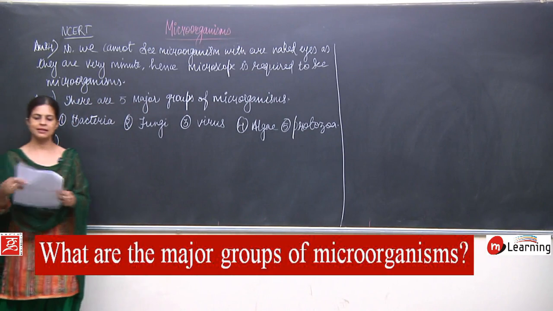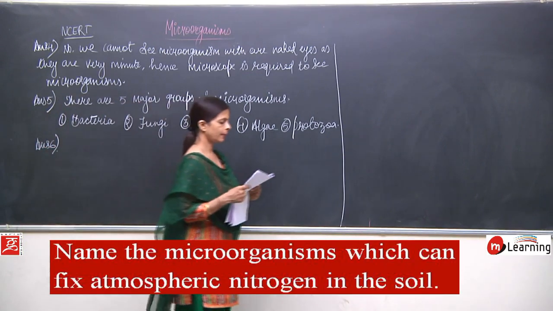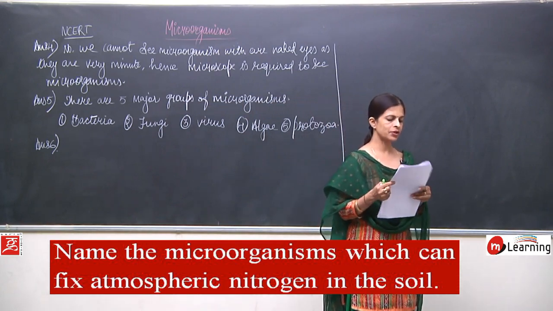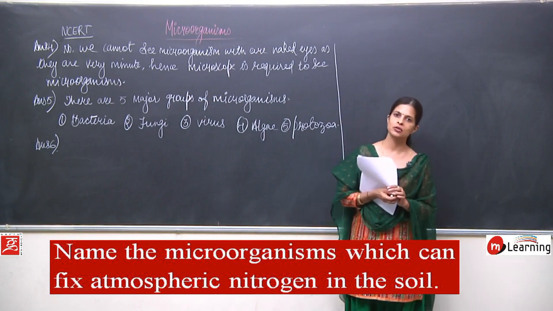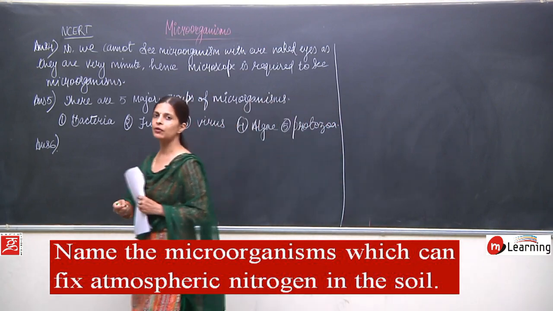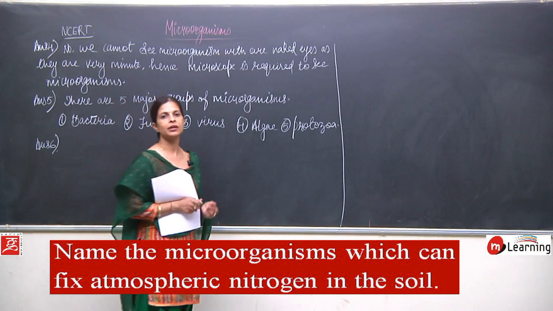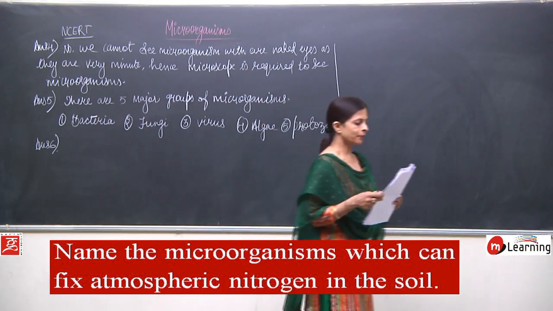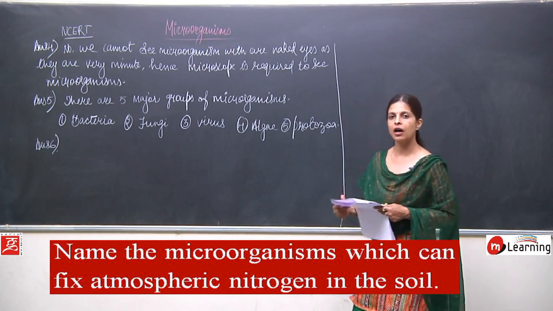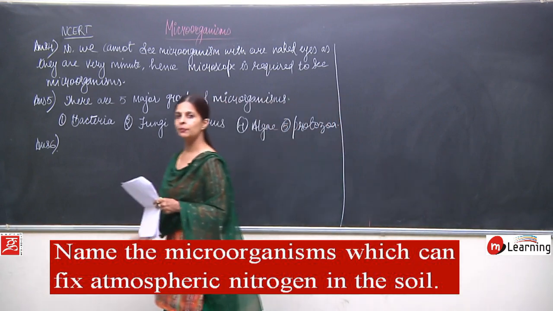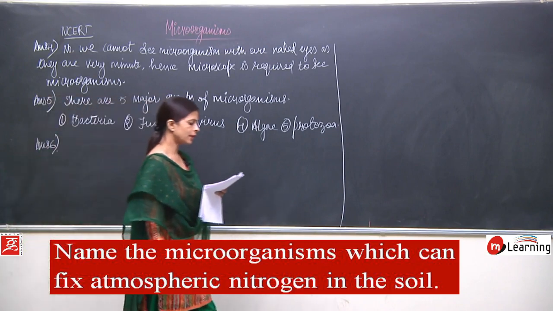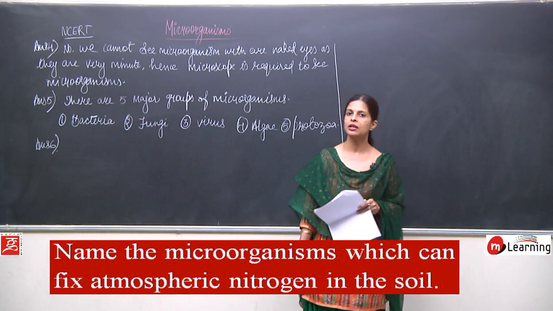Question number 6 is, name the microorganisms which can fix atmospheric nitrogen in the soil. I think if you have seen all the lectures of this chapter properly, then we can give this answer without even a second's delay, that the microorganisms which are responsible for nitrogen fixation are the rhizobium bacteria and the blue green algae like nostoc and anabaena.